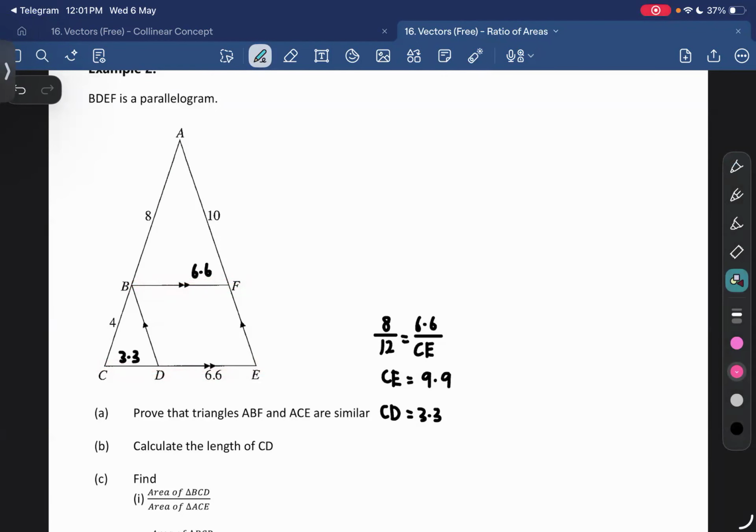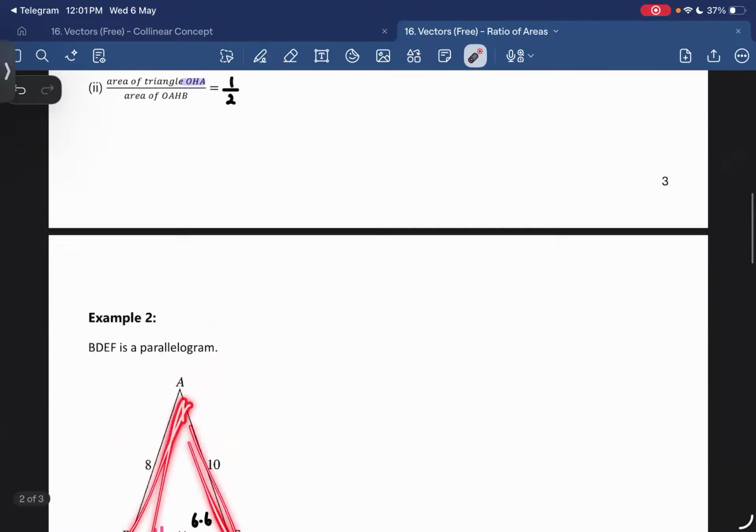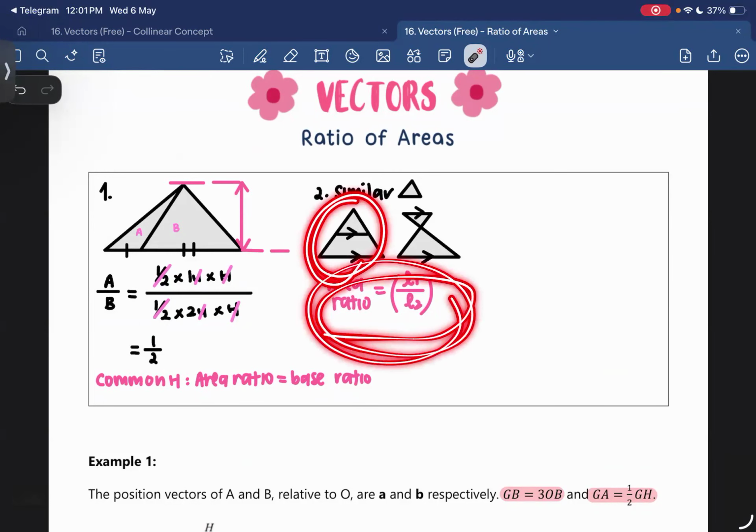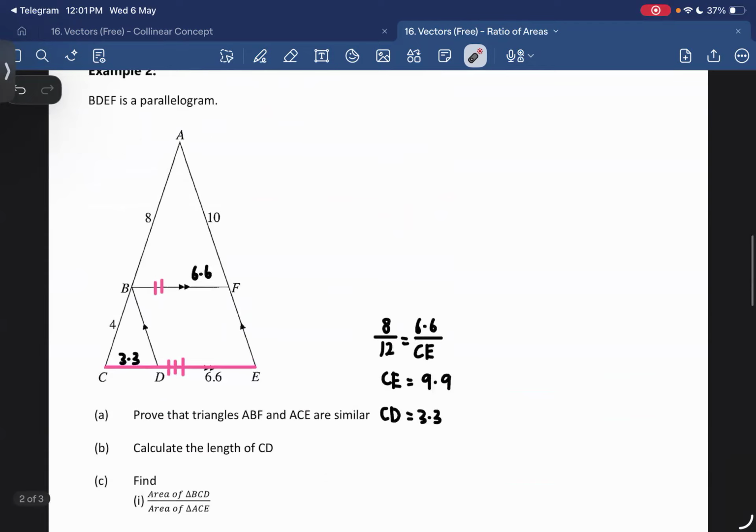The corresponding length ratio is 2 to 3. So we have this part here. Now what we're going to do is 2 is to 3. So this is similar triangles, right? It satisfies this shape. So if you want to find your area ratio, you must use the length ratio and square it.